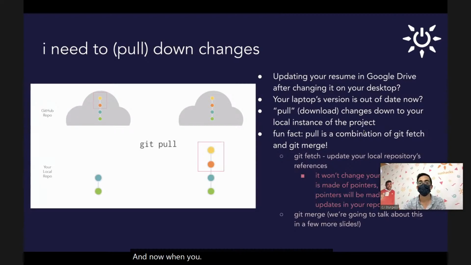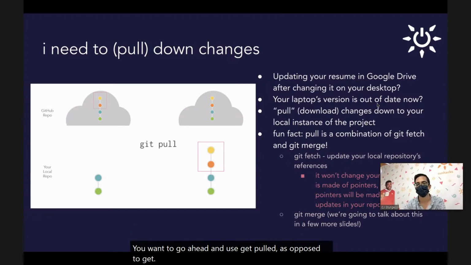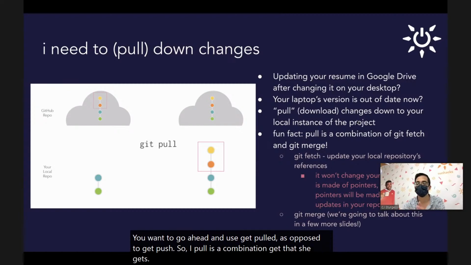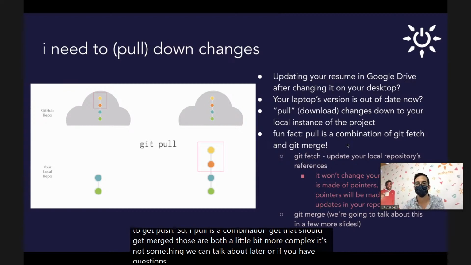And now when you want to pull down those changes, or your teammate wants to pull down those changes, you want to go ahead and use git pull as opposed to git push. So pull is a combination of git fetch and git merge. Those are both a little bit more complex. So that's something we can talk about later, or if you have questions about it, I'm happy to talk with you about it.